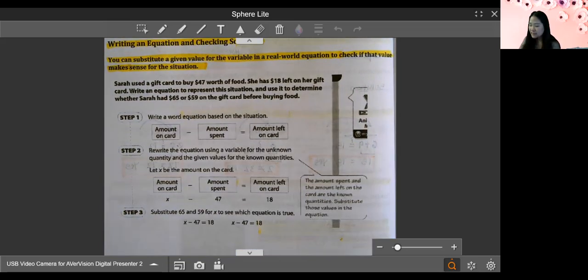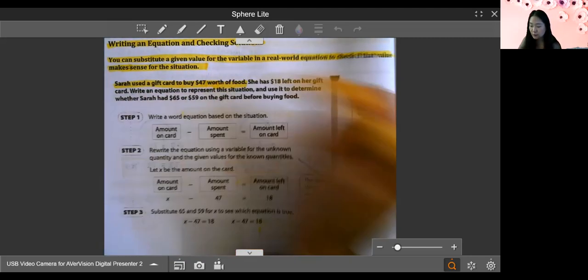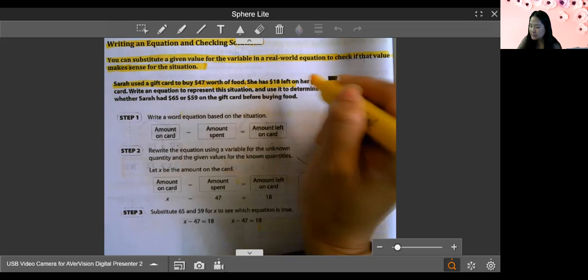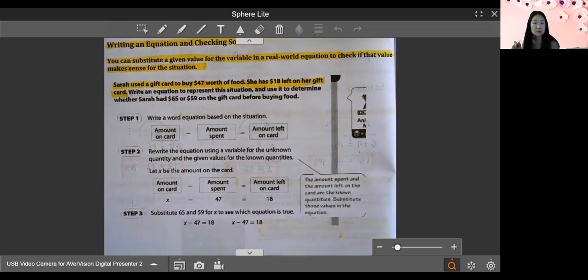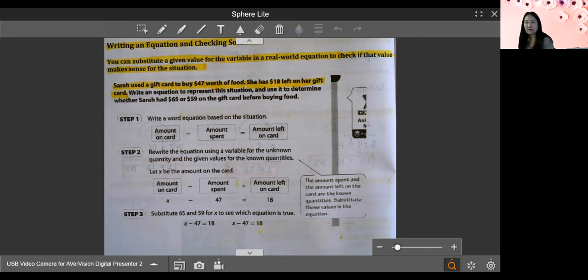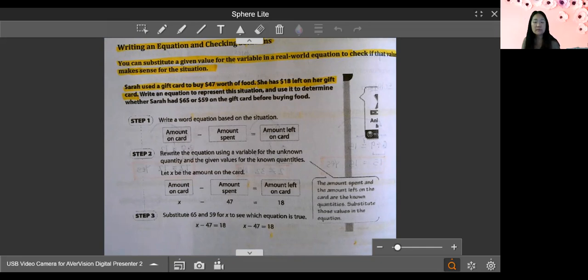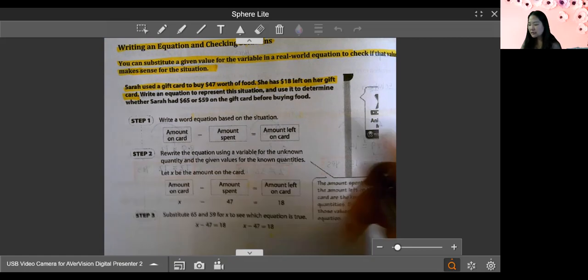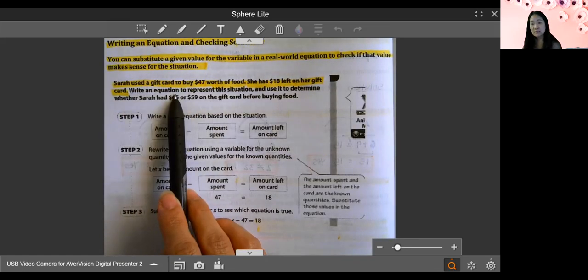It says, Sarah used a gift card to buy $47 worth of food. She has $18 left on her gift card. Write an equation to represent this situation and use it to determine whether Sarah had $65 or $59 on the gift card before buying food. Okay, so first, we're not going to worry about this part.